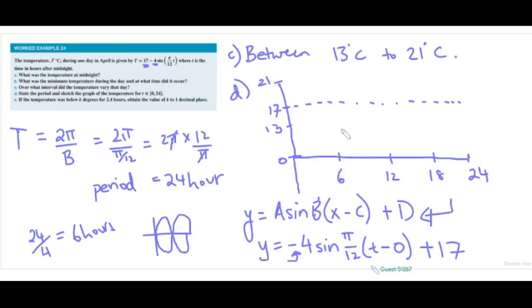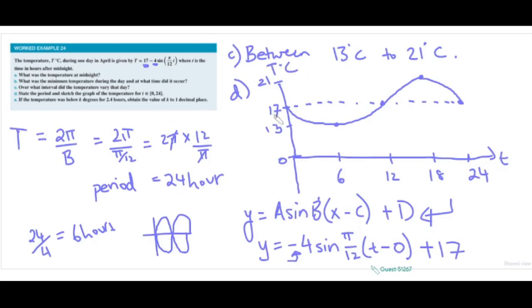So from 17, at 6 we're going to be at the minimum point at 13. At 12, we're going to come back to the center. At 18, we're going to be at positive 21. And then at 24, we'll come back to the center at 17. And then we can just connect them up. Now, this is time after midnight, and this is the temperature in Celsius.